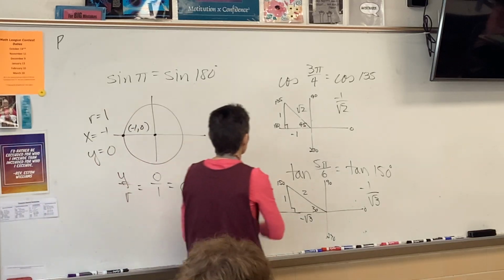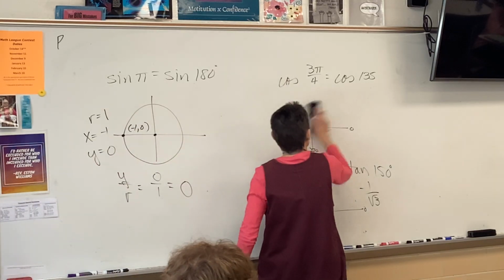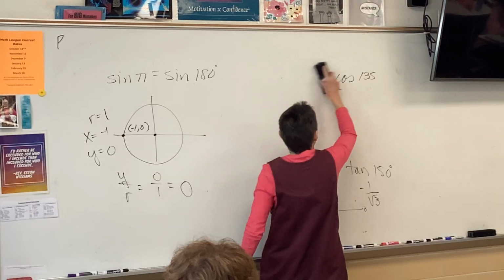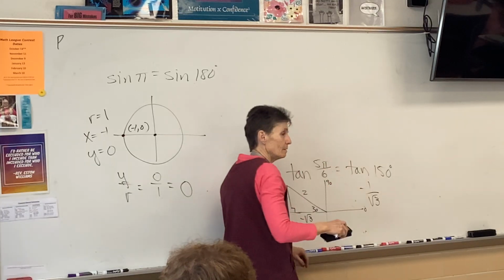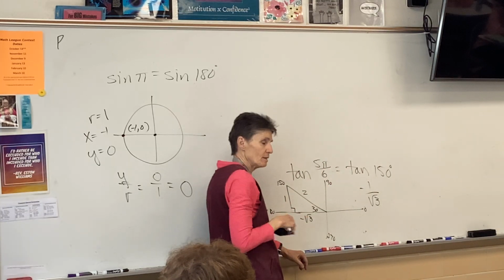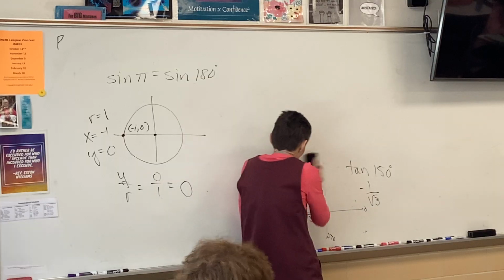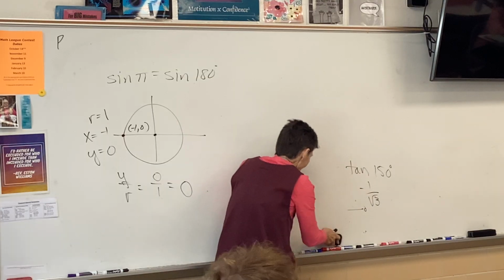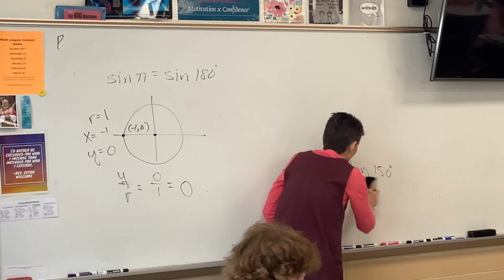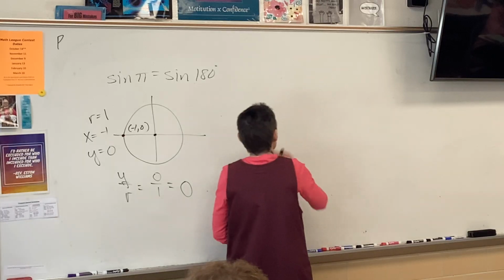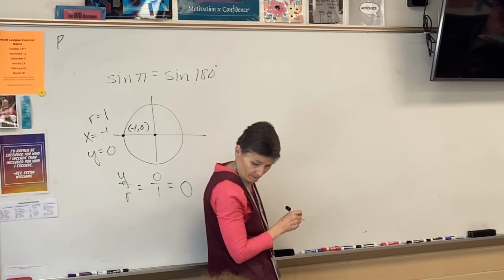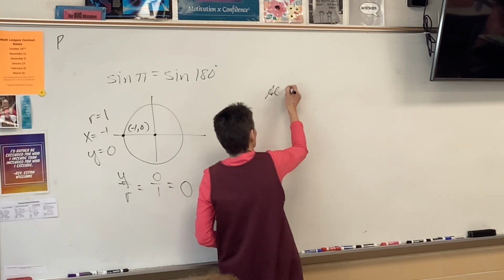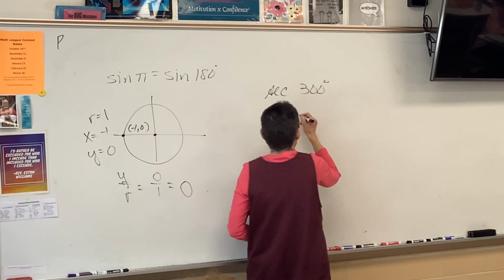Secant 5 pi over 3. I'm gonna call on someone here. Chase, yeah. 5 pi over 3. 300. Thank you. Very good. So we're finding the secant of 300. Perfect.